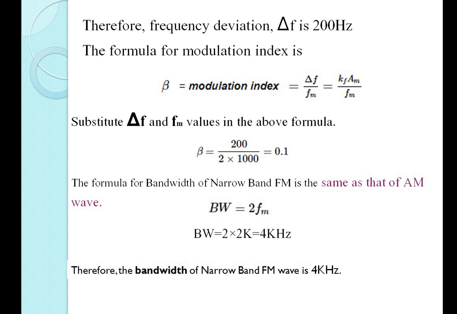In case you are having beta greater than 1, then the formula for the bandwidth will be 2 into delta F plus FM. Remember this, I am repeating once again. You make a note: bandwidth is equal to 2 into delta F plus FM for wide band frequency modulation. For narrow band frequency modulation, bandwidth is equal to 2 FM. So this was your first question.